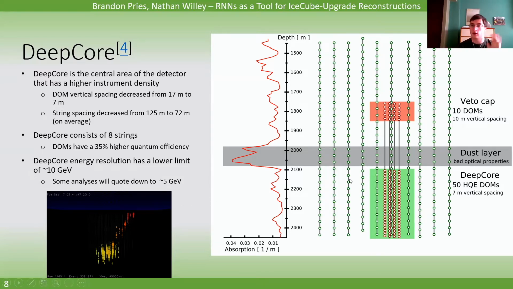So here's a schematic of DeepCore, and then just a more practical image on the left of some downgoing event that interacts up here and then releases light as it travels down. And then as it gets into DeepCore, into the higher instrument density, you get a lot more light detected.